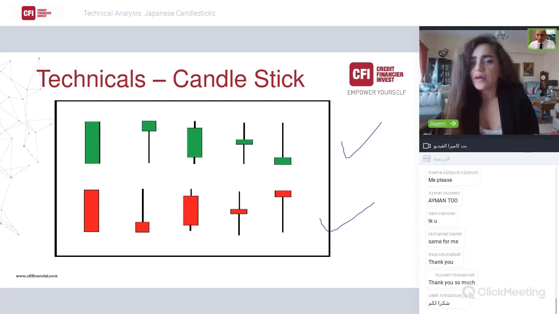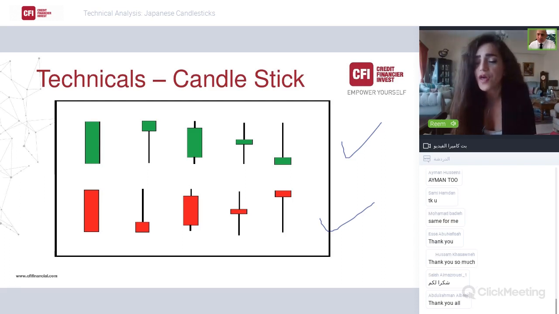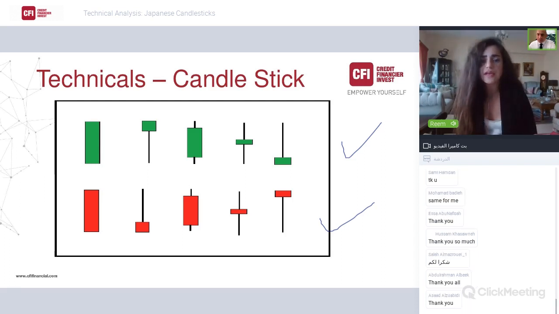I hope we could give as many indications as we can on technical analysis and Japanese candlesticks, and definitely we will follow this up with a different session. Maybe next time it will be about fundamental analysis, maybe next Tuesday or the one after.